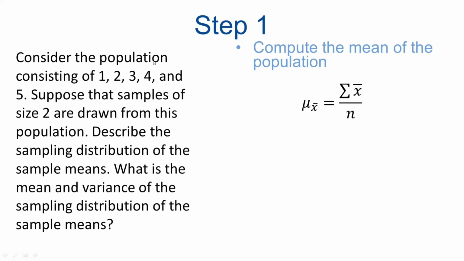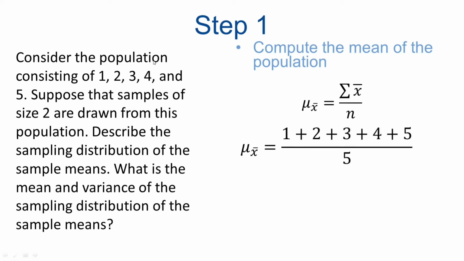We have the problem on the side so we don't get confused. We're going to compute the mean of the population. What we are going to do is the summation: 1, 2, 3, 4, and 5. We add them: 1 plus 2 is 3, plus 3 is 6, plus 4 is 10, plus 5 is 15, over n, because our population is 5. So 15 over 5 is equal to 3. So the mean of the sample mean is 3. That is step 1.